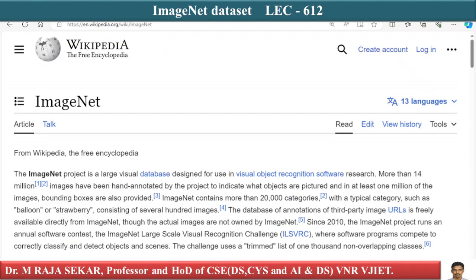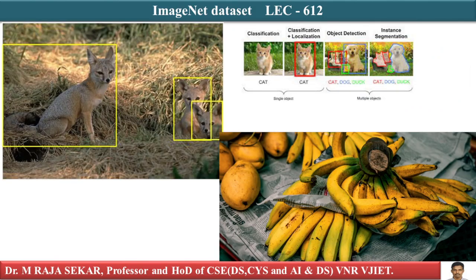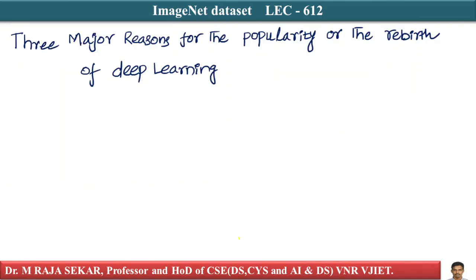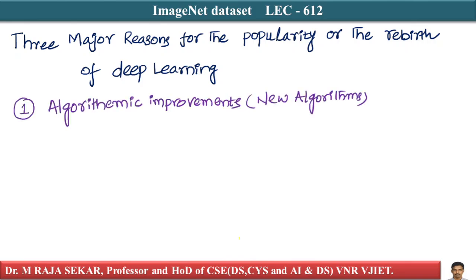In this lecture, we will try to understand the ImageNet dataset. One of the major reasons for the rebirth of deep learning, and why neural networks themselves became extremely popular since 2012, is because of three reasons. There are algorithmic improvements and new algorithms. There is certainly lots of data and lots of compute. On compute, we saw how GPUs became very popular.